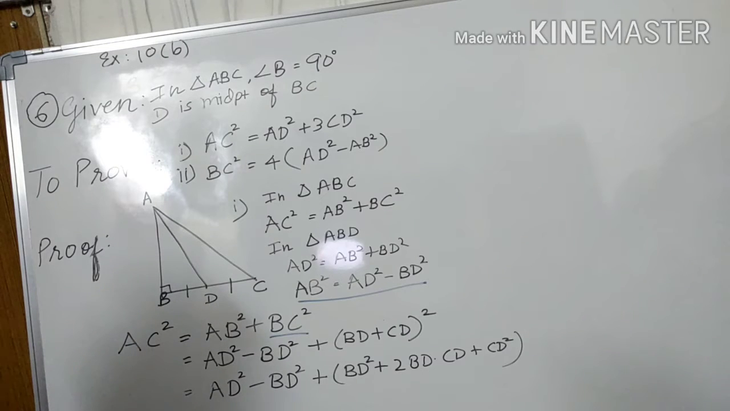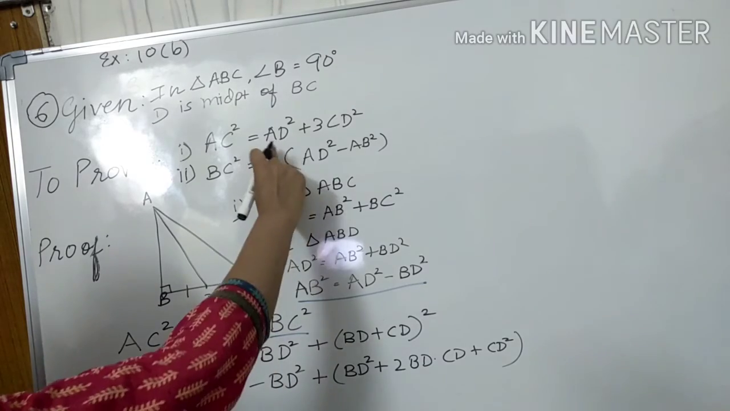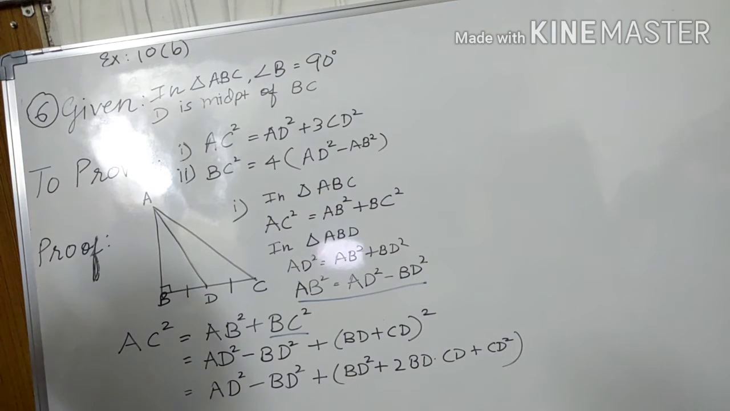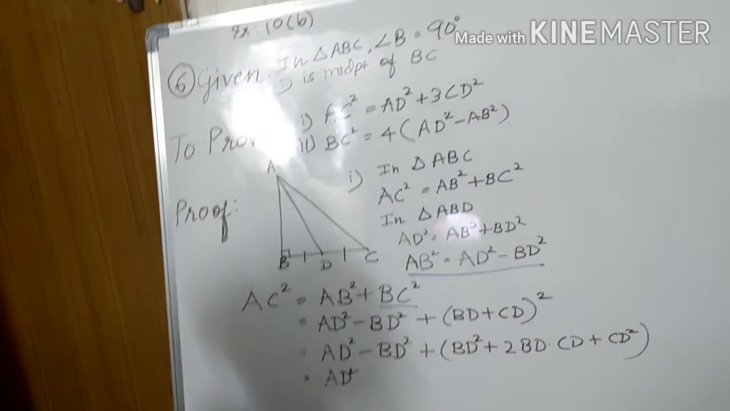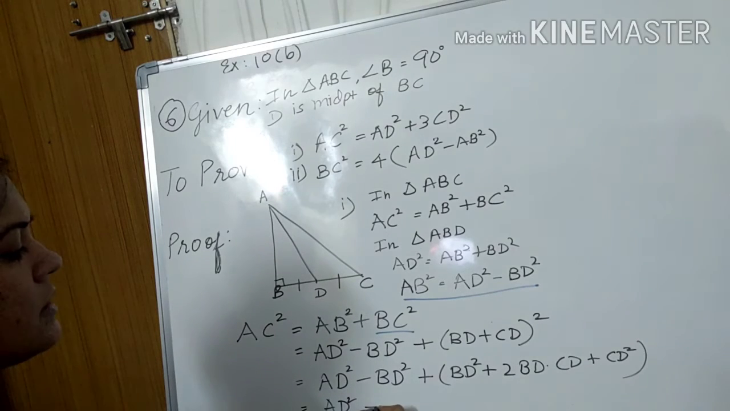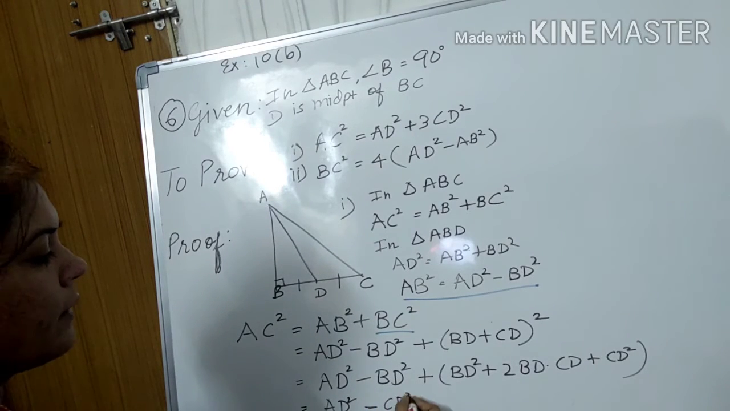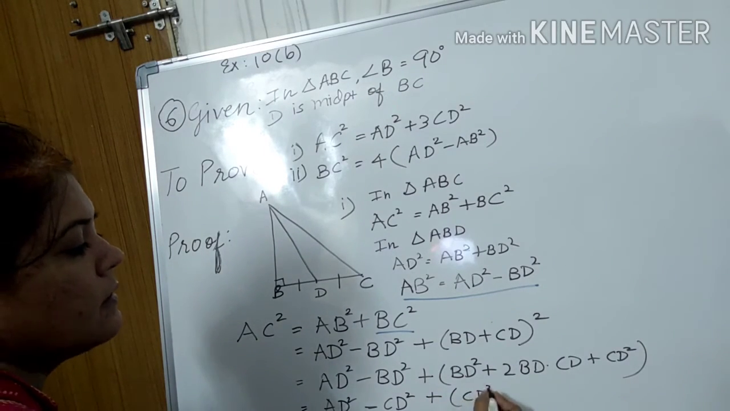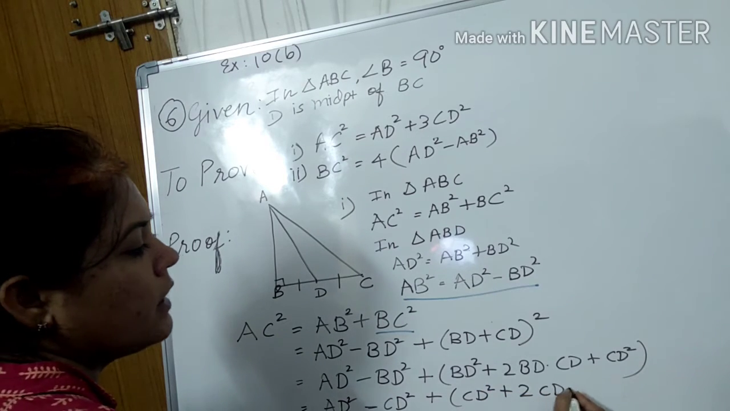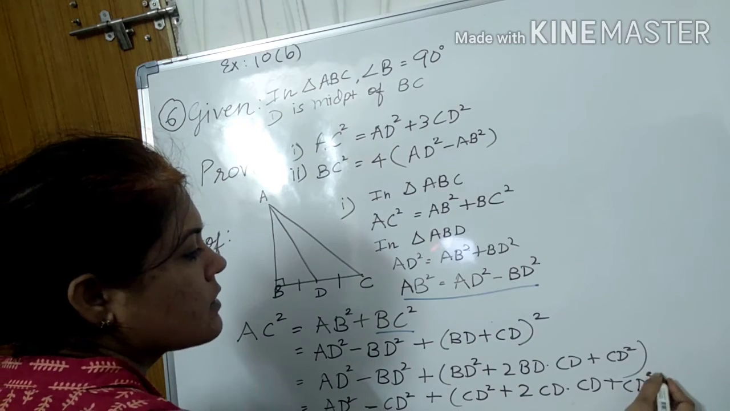Now students, you can see that in this figure BD is equal to CD. They are the equal parts. So instead of BD I can put CD, because see our result, we want 3CD square on the right hand side. So AD square as it is here. In the next result, AD square as it is, but instead of BD I substitute CD square. Plus here also instead of BD I put CD square plus 2CD into CD plus CD square, like this.